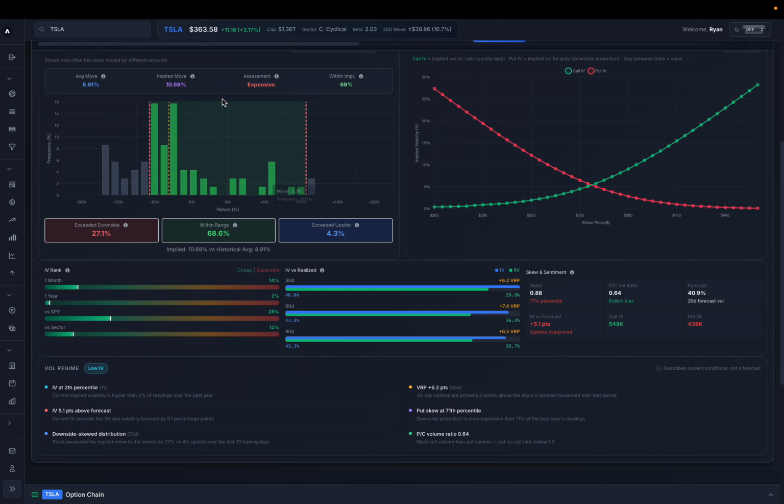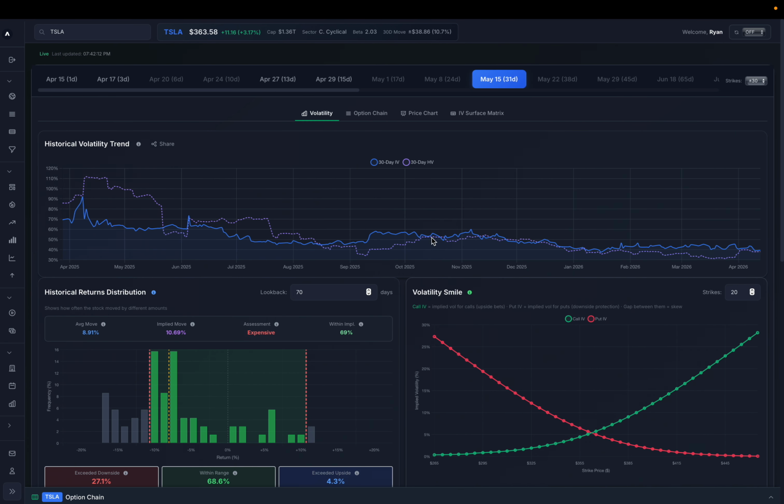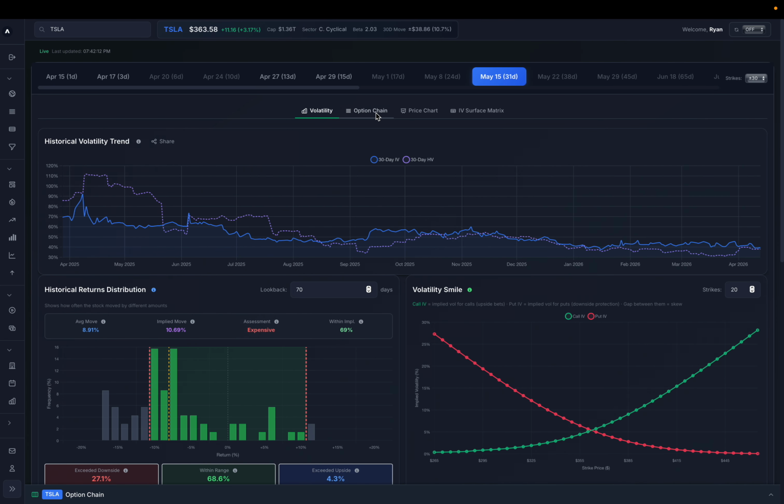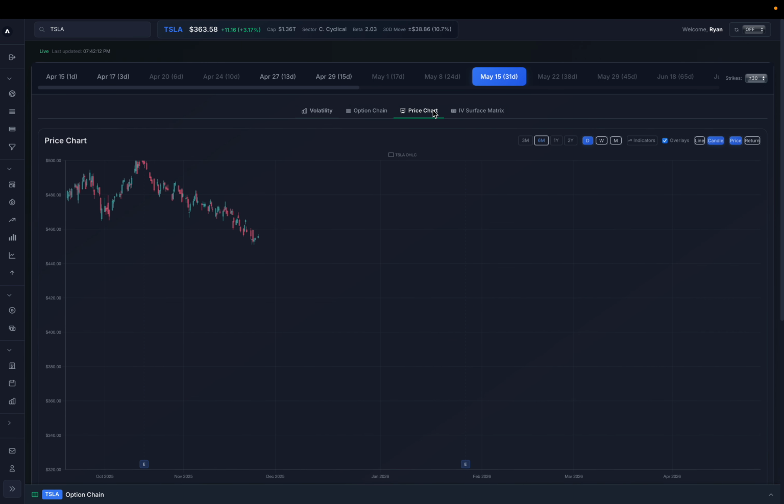And you can see that because the implied move is greater than the average. And then we show the call open interest and the put open interest there. And then within this here, we have 4 tabs. We have volatility, option chain, price chart, and IV surface matrix. Let's dig into the price chart.